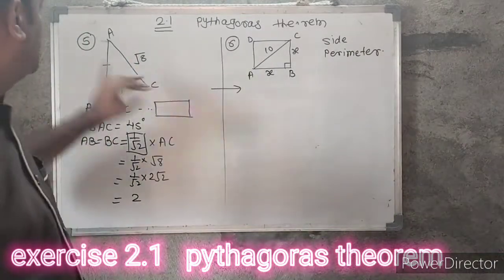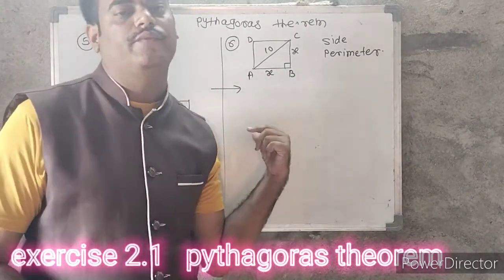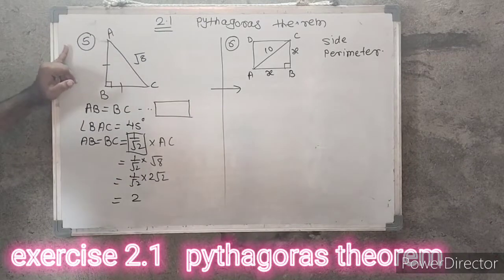Students, we are discussing the Pythagoras theorem, the second topic from the SSC board geometry book, and exercise number 2.1 is going on. Further, question number 5 and question number 6 from exercise 2.1 we will discuss today. Here question number 5 is the activity.